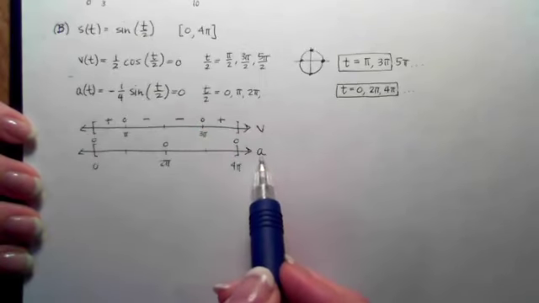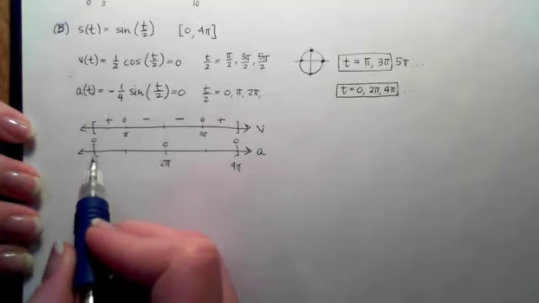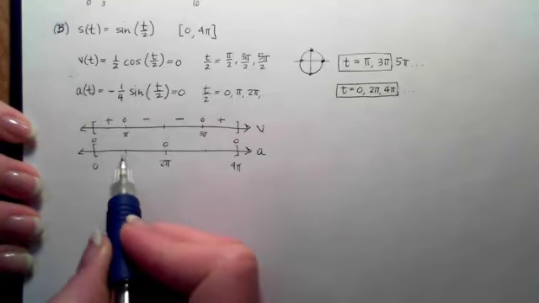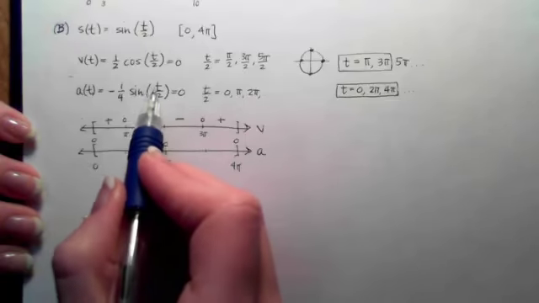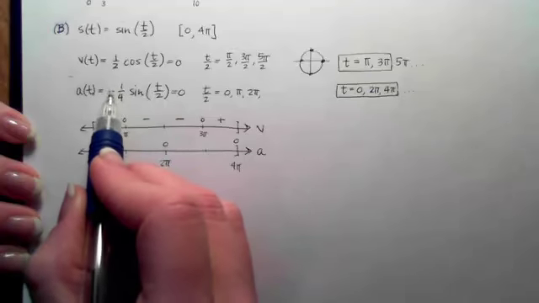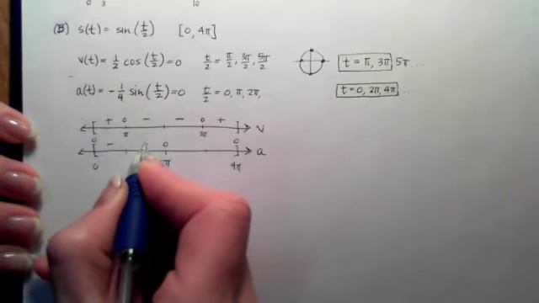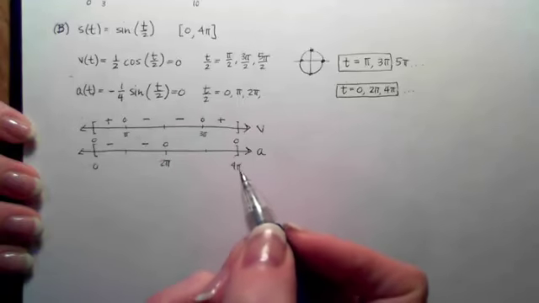So next we can look at what's going on with the acceleration. I only have to pick two numbers to test, so let's test pi. If I plug pi in, I need the sine of pi over 2, which is positive, but then I'm multiplying by a negative 1/4. So I'm going to be pushing left until 2 pi.